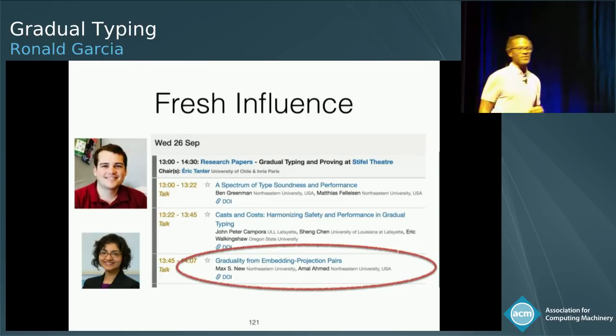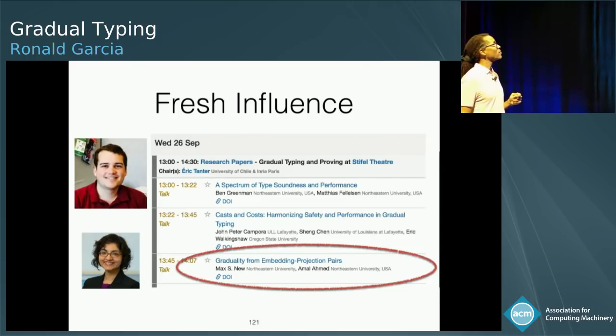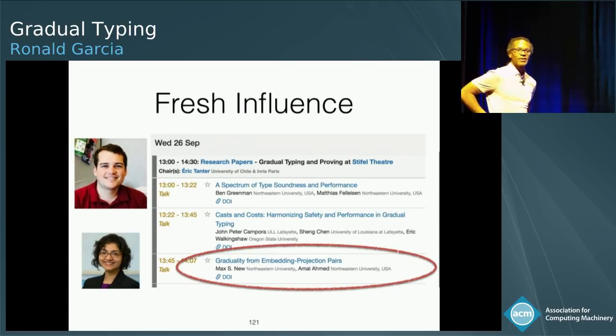And the tradition continues, which is to say there's this really nice paper by Max New and Amal Ahmed, which has really tight connections to a lot of the work that you'll find in Fritz's paper and sheds new light based on just a different perspective.